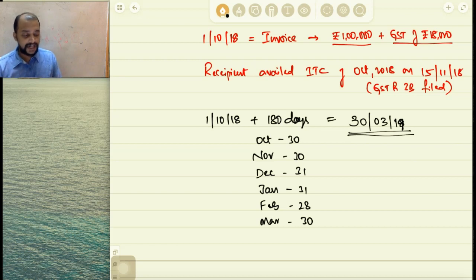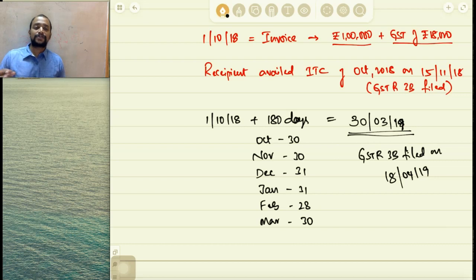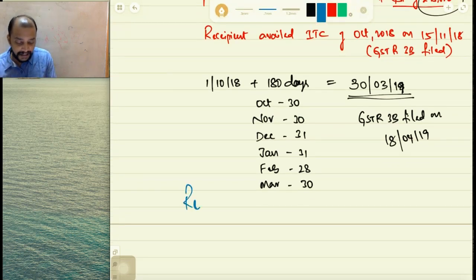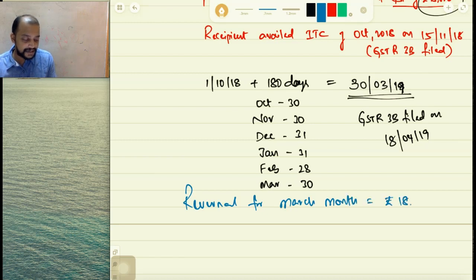Say for March 2019, GSTR 3B filed on 18th April 2019. Now, what they need to do in this GSTR 3B, they need to reverse ITC with respect to 18,000. So, reversal for March month equals rupees 18,000. Which March? March 2019.